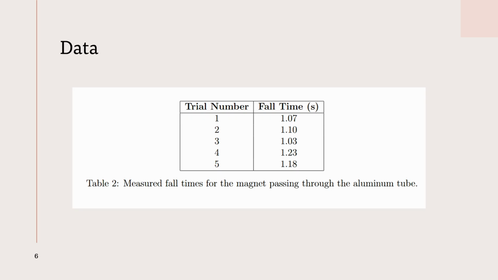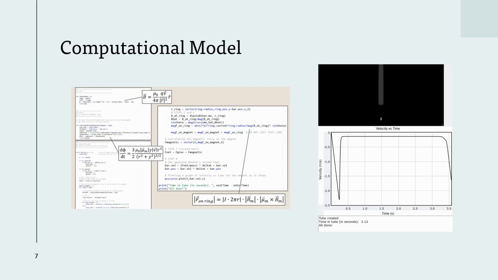Keeping all this in mind, we performed 5 trials of dropping the magnet through the aluminum foil tube and got the following fall times. After several trials of our physical experiment, we moved on to the computational GlowScript model.